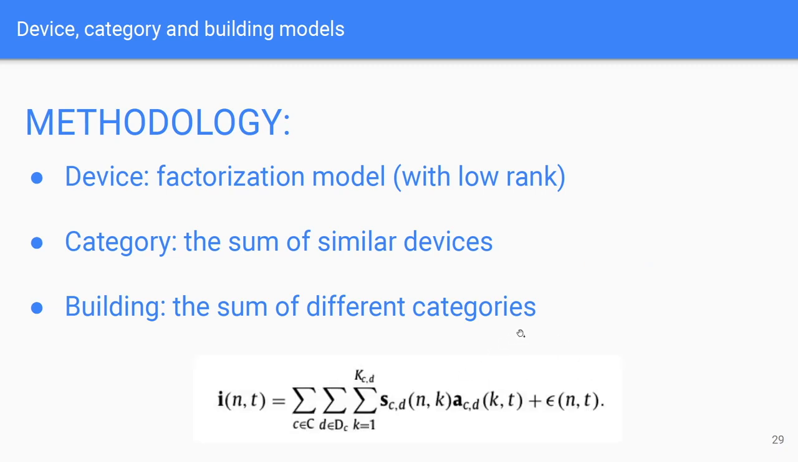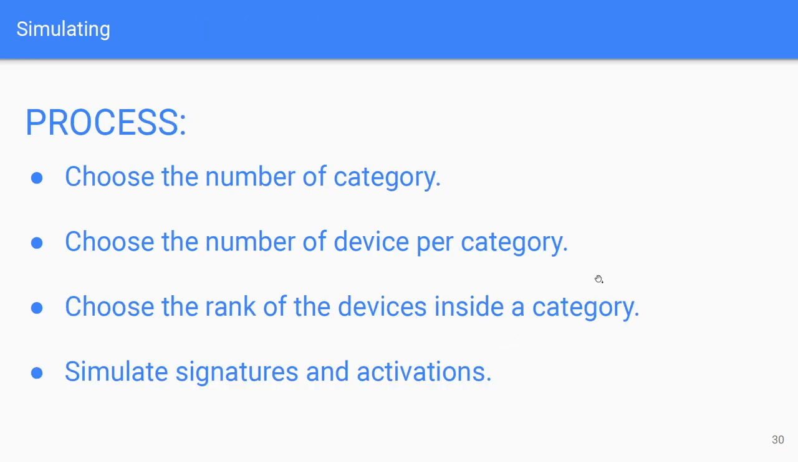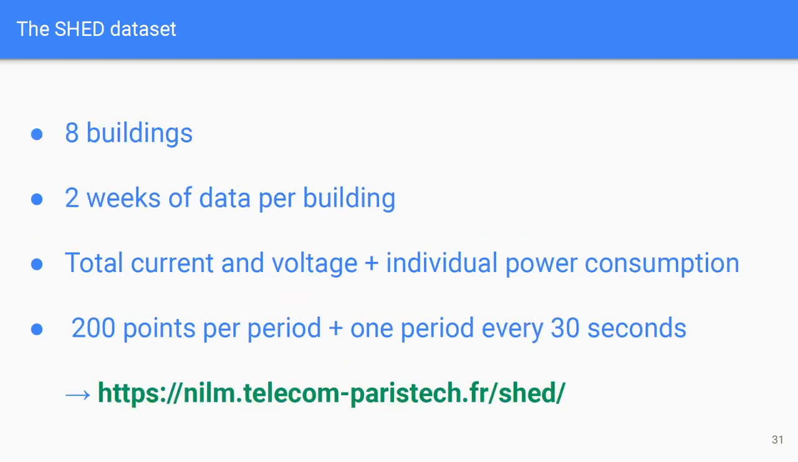This is what the final model looks like. For simulating, we just choose the number of categories, we choose the number of devices per category, we choose then the rank of the devices inside a category, and then we need to simulate signatures and activations. I won't go into details for this part, it's a bit too long for today, but all the details are in a paper I will show you at the end.